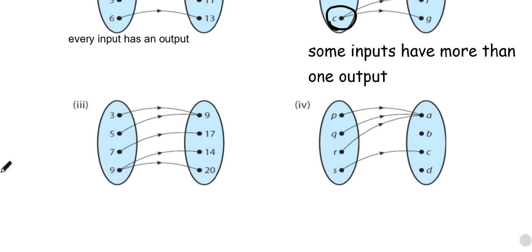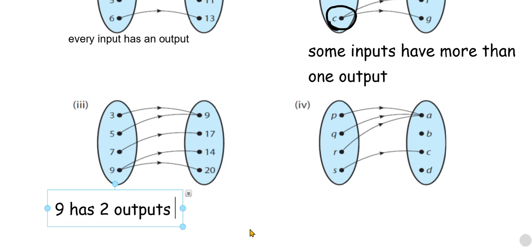What about the next one? Function or no function? Who thinks it's a function? Hands up. Who thinks it's not a function? Why do you think that? Nine has 2 outputs, yeah. Not a function. Okay. What about the last one?